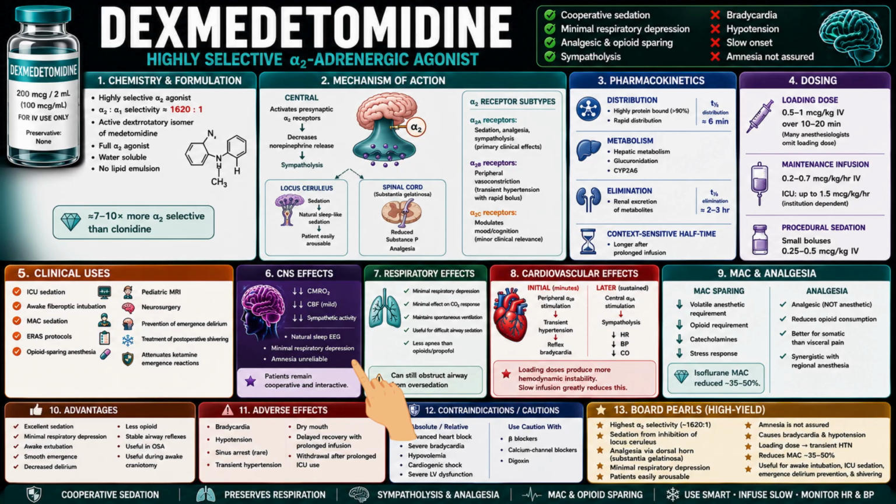Critical exam fact. Amnesia is not assured with dexmedetomidine. This is one of the most important distinctions between dexmedetomidine and GABA-mediated sedatives. Propofol and midazolam produce reliable amnesia. You can count on the patient not remembering the procedure. With dexmedetomidine, the patient is cooperative and interactive. They can form memories. They may remember the entire procedure.